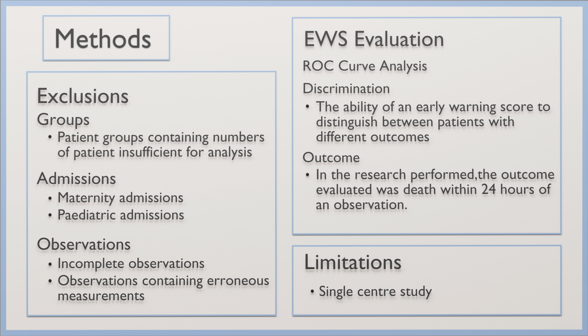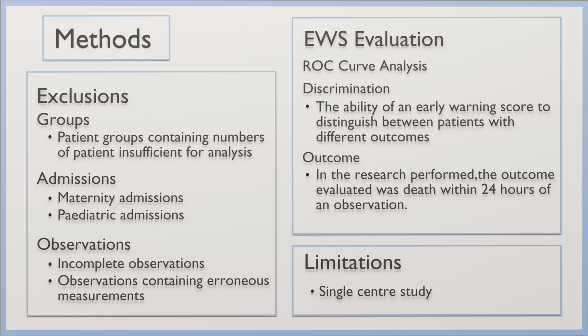Admissions that are maternity or paediatric specialty had to be excluded, as the required patient monitoring software hadn't been implemented in the relevant maternity wards, and alternative early warning scores are used in paediatric patients, as these patients have different physiology to adults. Observations were excluded when the full complement of vital sign measurements had not been recorded, as a new score couldn't be calculated.